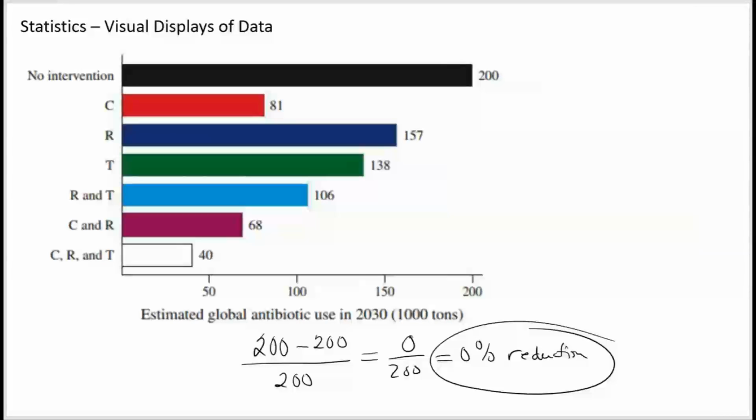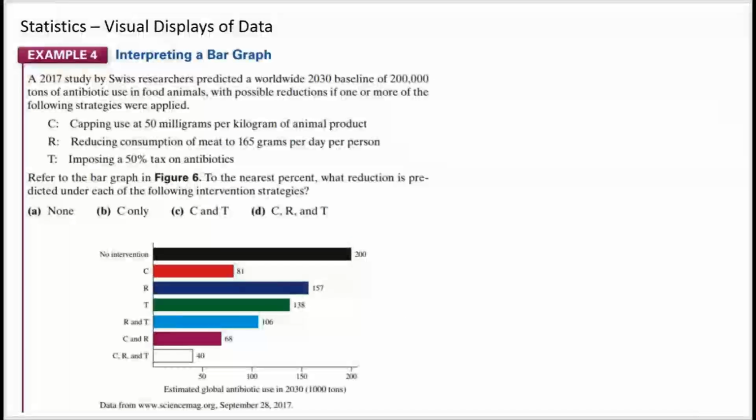All right, for the next question, I'm going to flip the page back. Now it asks for C only. So if you'll notice, C is at 81. And what does that mean? That's the estimated global antibiotics use in 2030. So they're saying 81,000 tons. Yes, 81,000 tons will be used in 2030 if they do C only, which is capping use at 50 milligrams per kilogram of animal product. So only using a certain amount of antibiotics.